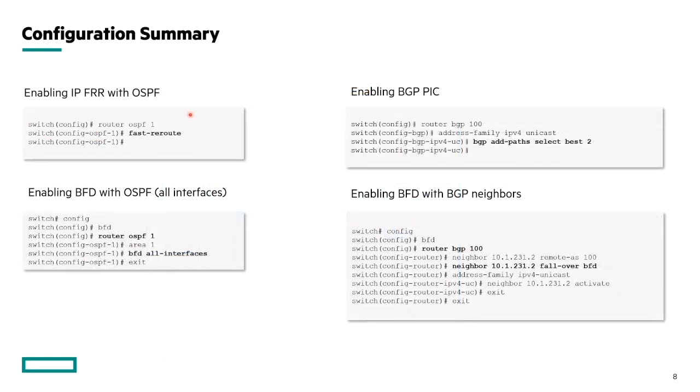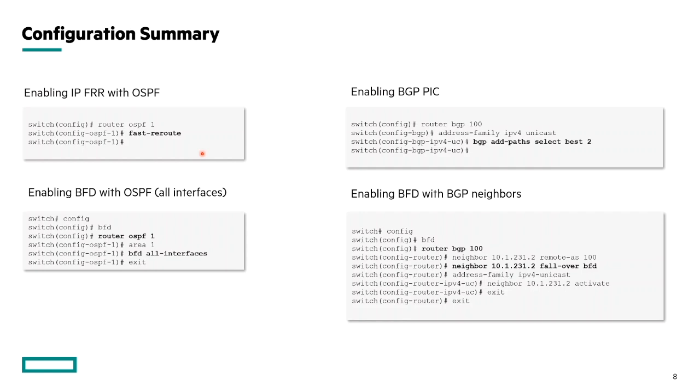So a configuration summary. If we want to enable IP FRR with OSPF, then under the OSPF instance, we type fast reroute. For BGP PIC, it's under the IPv4 unicast family, BGP add path select best 2 to enable FRR with BGP for the BGP PIC feature set.